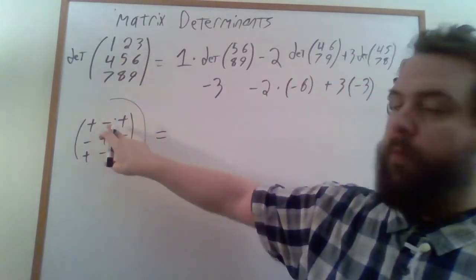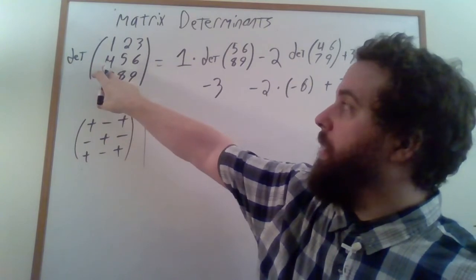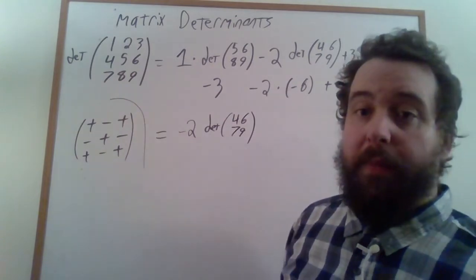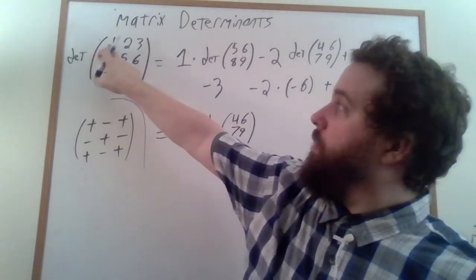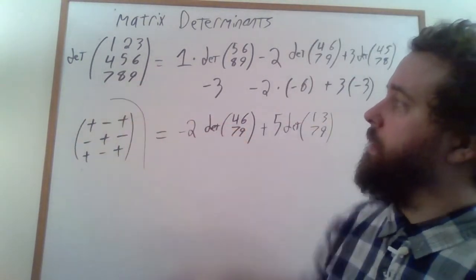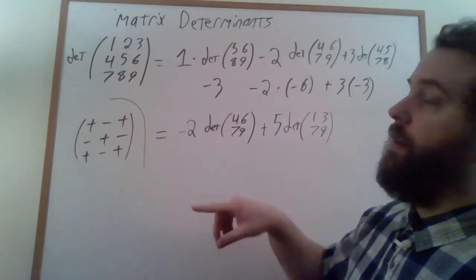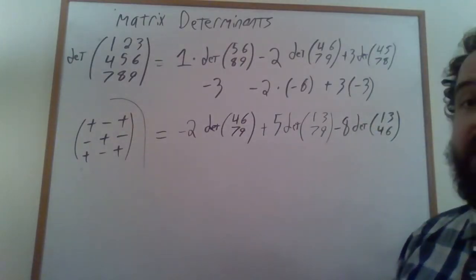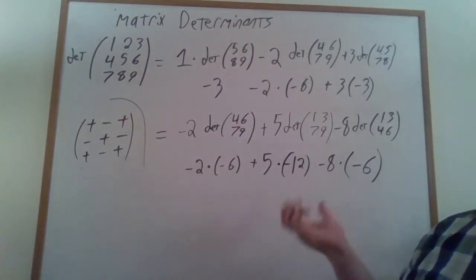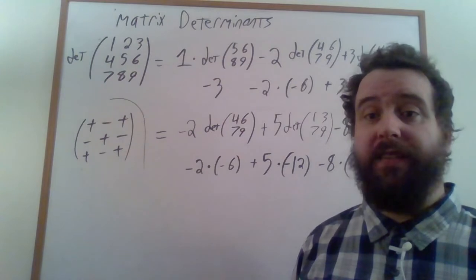So this 2 gets multiplied by -1, and also multiplied by the determinant of the matrix 4, 6, 7, 9. This 5 then gets multiplied by +1, and also the determinant of the matrix 1, 3, 7, 9. And then finally, this 8 here gets multiplied by -1, and also the determinant of the matrix 1, 3, 4, 6. And as we can see, when we do this calculation, we also wind up getting 0. So no matter how you slice it, the determinant of this original matrix is equal to 0.